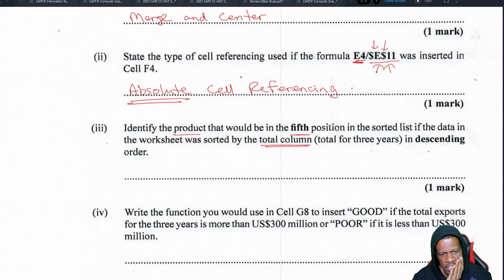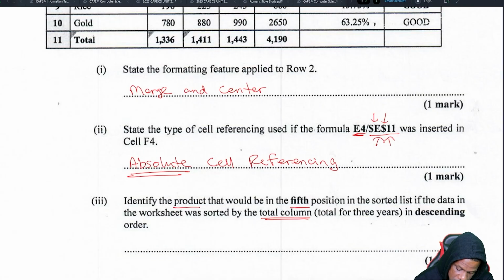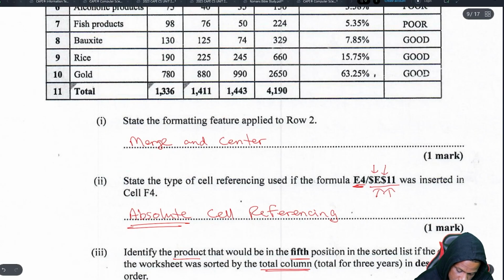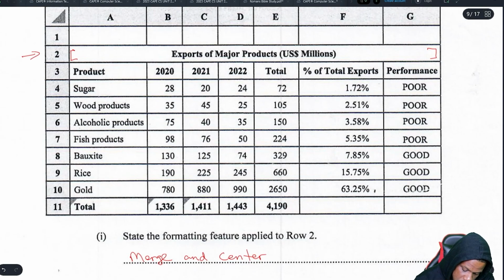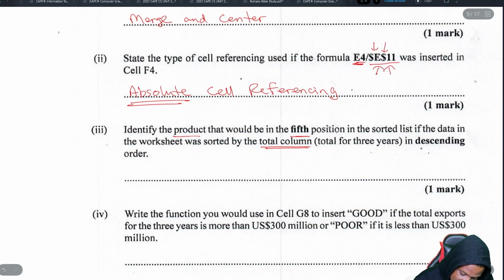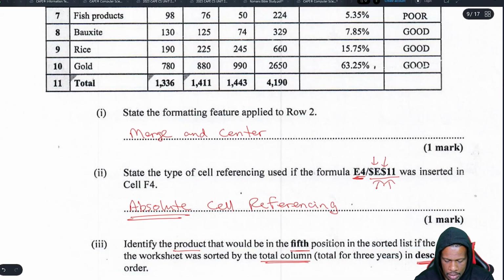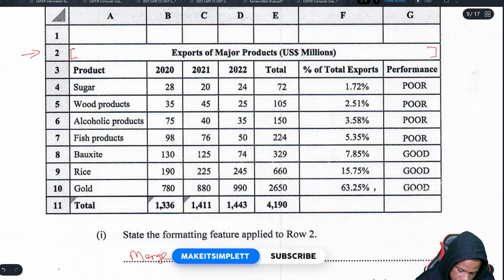This is a trend in this paper where they're asking you to analyze a table, do the sort in your mind, and then give an answer. This is the third time I see this. I sorted question 1, I sorted question 2, and now in question 3 they have it. So let's go. Fifth position, if the data in the worksheet is sorted by the total column. So we're going by total. How is it sorted by the total column? In descending order. You have to understand that descending order means the highest number at the top, and then it goes down.